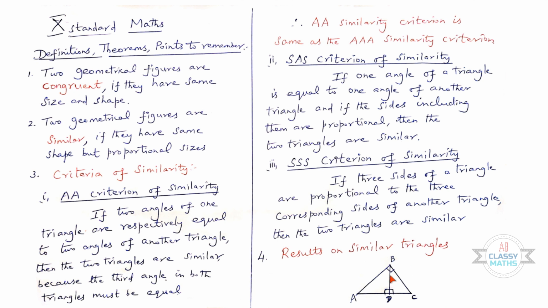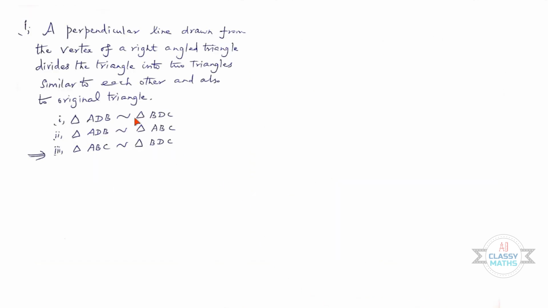Look at the triangle here. In triangle ABC, BD is drawn perpendicular to AC. First result, a perpendicular line drawn from the vertex of a right angle triangle divides the triangle into two triangles similar to each other and also to original triangle.